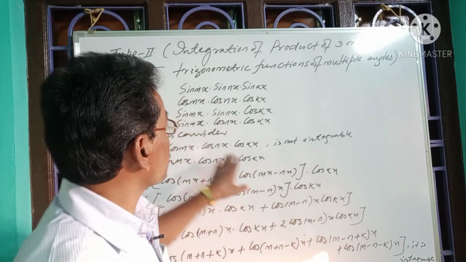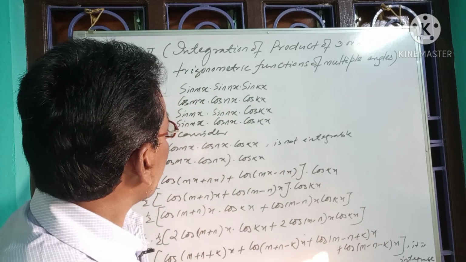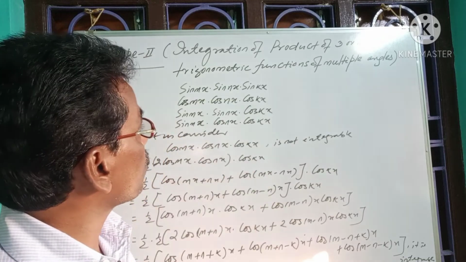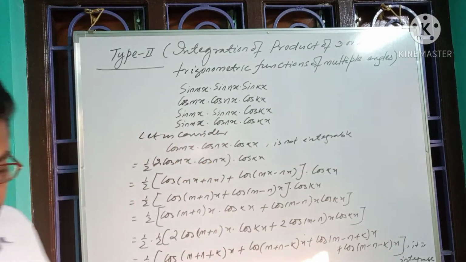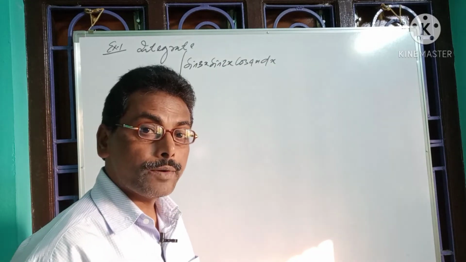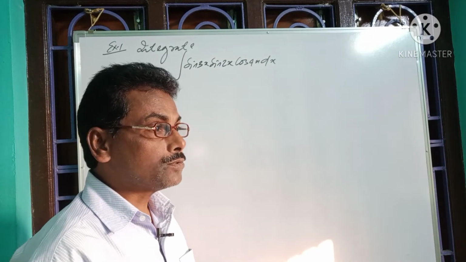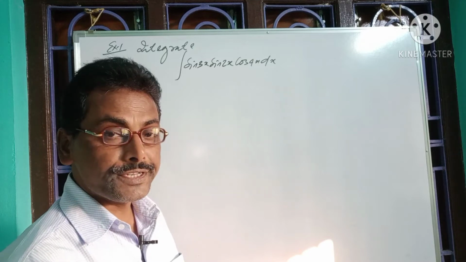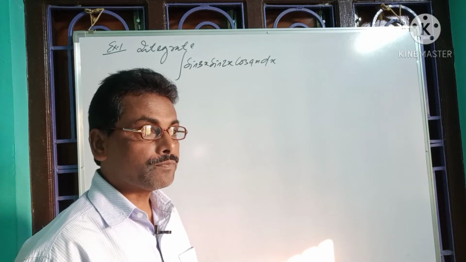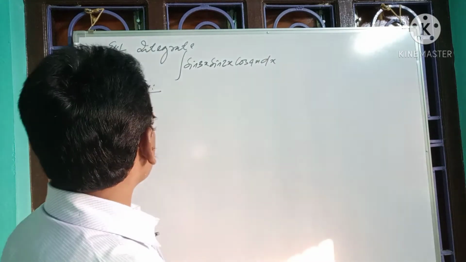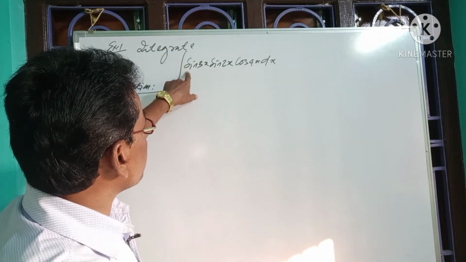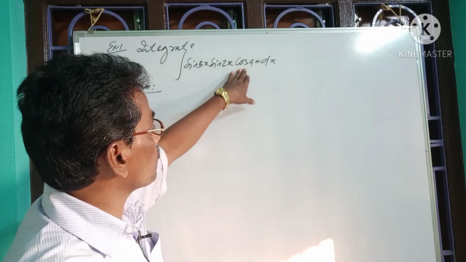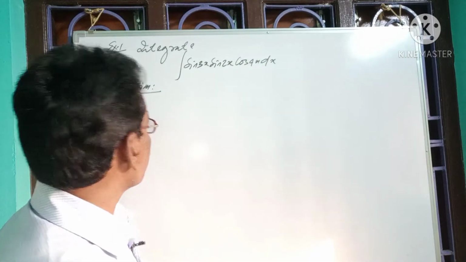So this is the process we can follow in type 2 to integrate the product of 3 or more trigonometric functions which are in multiple angle form. Now let us try to solve some problems on integration using techniques of type 2. So consider the problem, that is, let us try to integrate the integrand, that is the integration of sin 3x into sin 2x into cos 4x with respect to x. So let us see the problem.